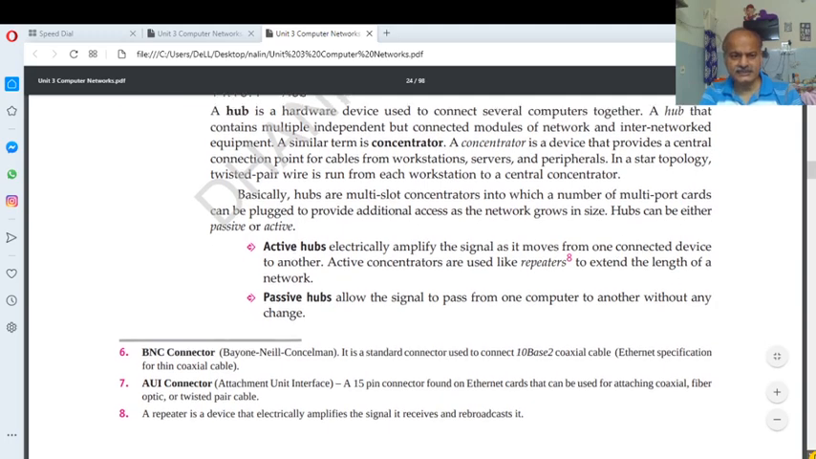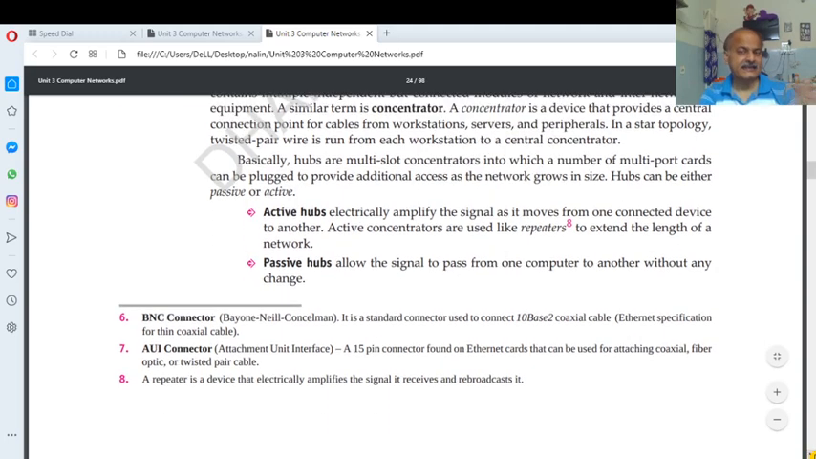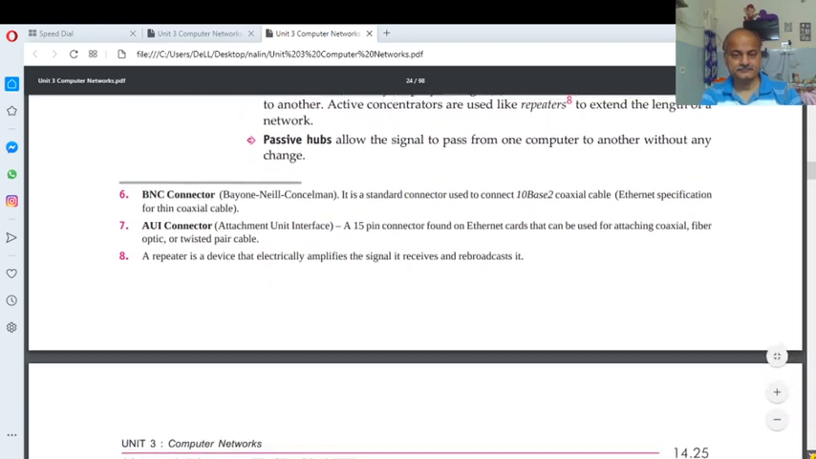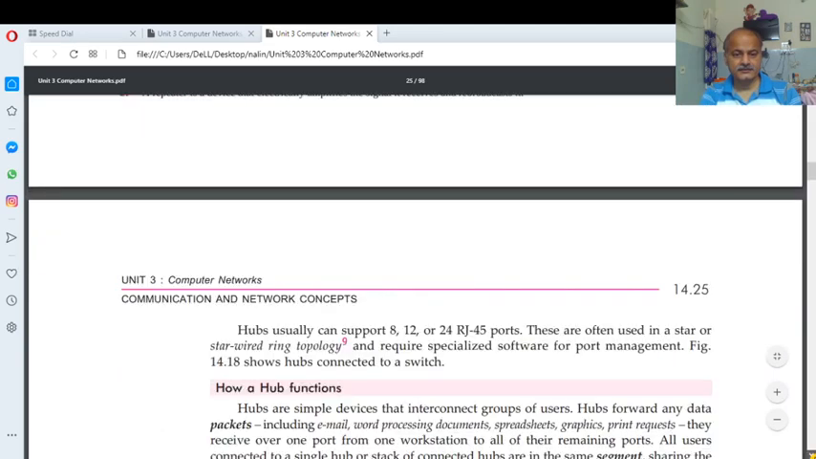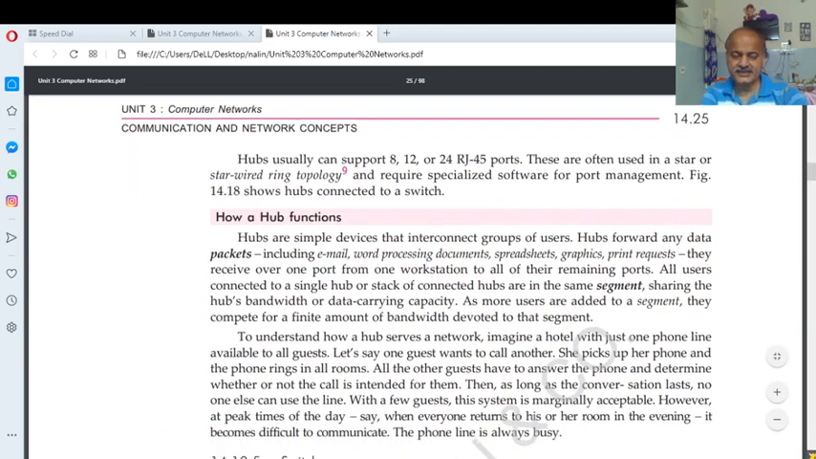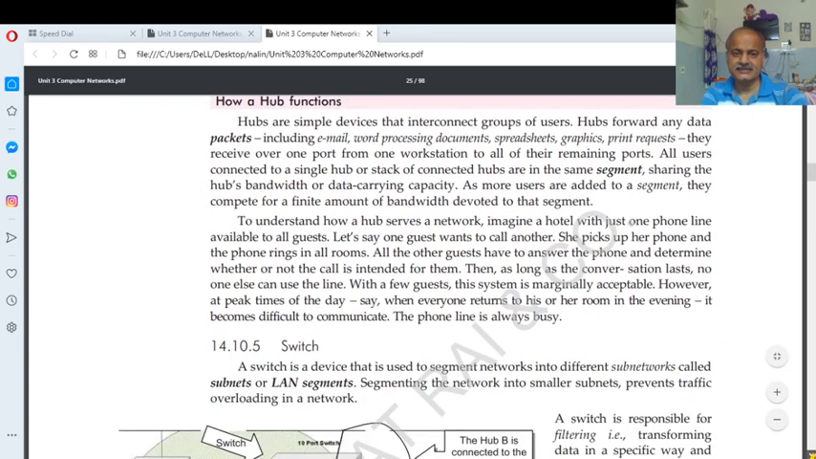You have to learn only the definition of the hub as well as the modem. Clear? How a hub functions is not in your syllabus.